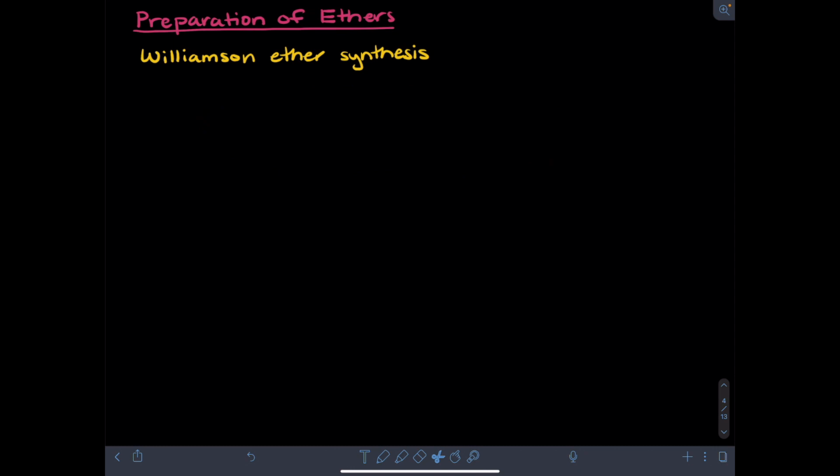A new method that's useful for preparing ethers is called the Williamson ether synthesis. The Williamson ether synthesis combines an alcohol and an alkyl halide to generate an ether. The way this is performed is you start with the alcohol, treat it with a strong base like sodium hydride, and then in a second step, treat the intermediate with an alkyl halide. This has the effect of converting the alcohol oxygen into an ether.